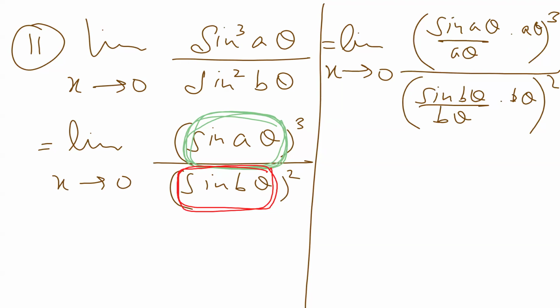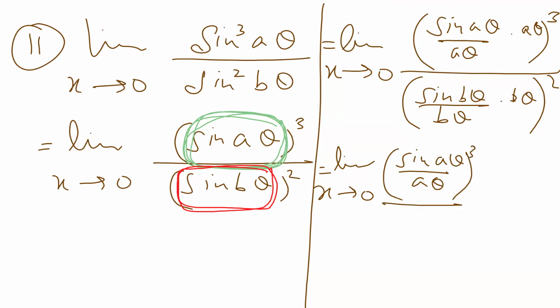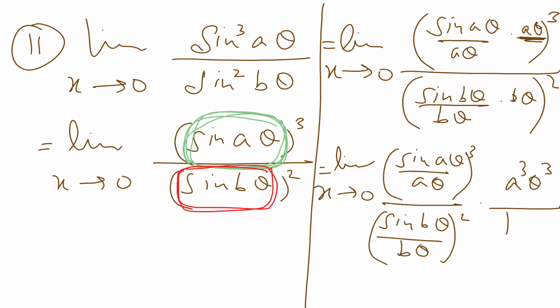So, limit x approaching 0, sine a theta upon a theta, the whole cube, sine b theta upon b theta, the whole square. Now apply that cube to these terms: a cube theta cube. Apply this square to the b theta term: down it will be b square theta square.